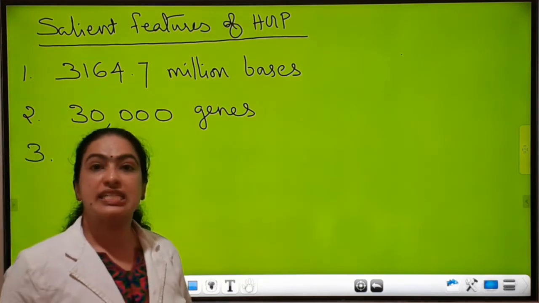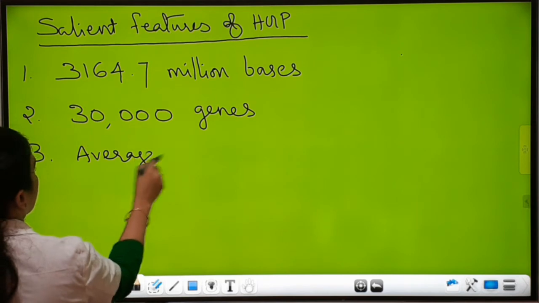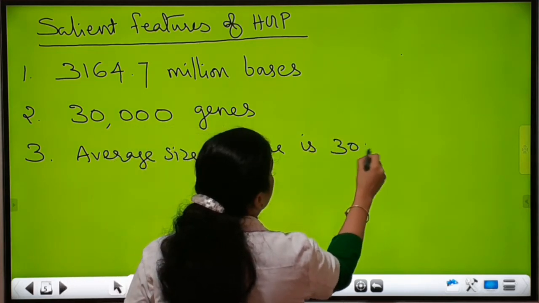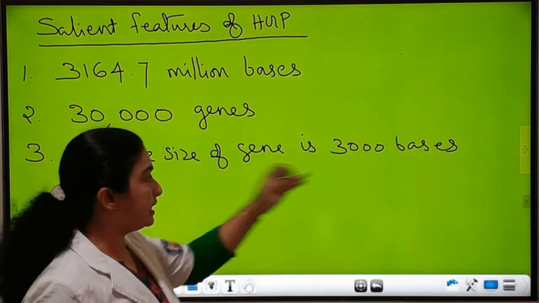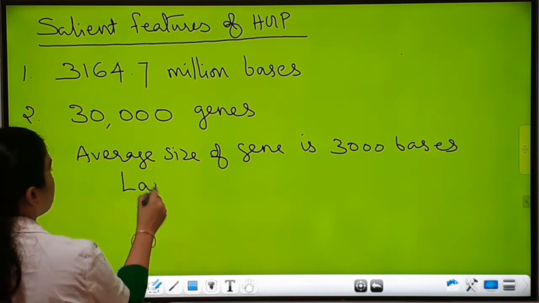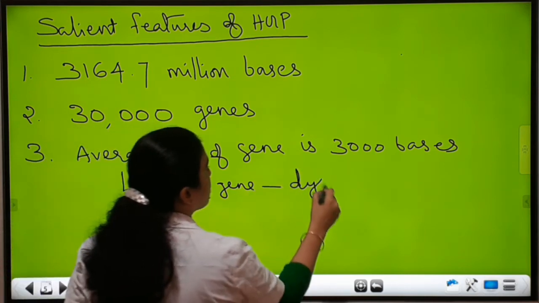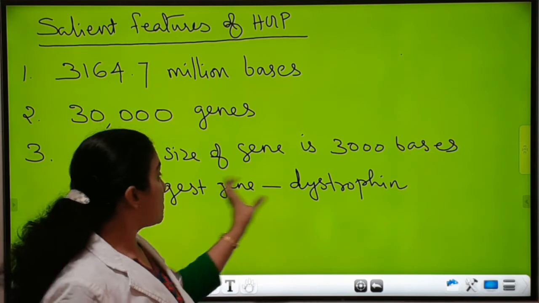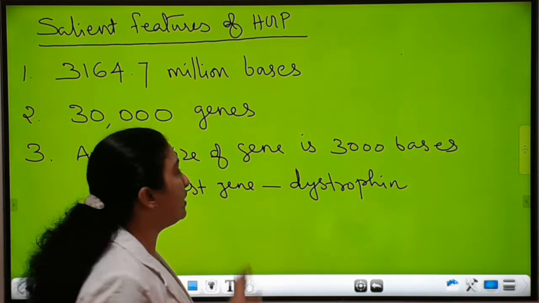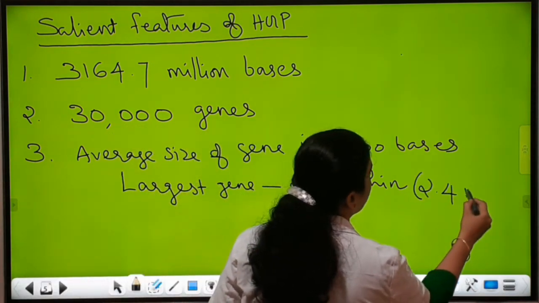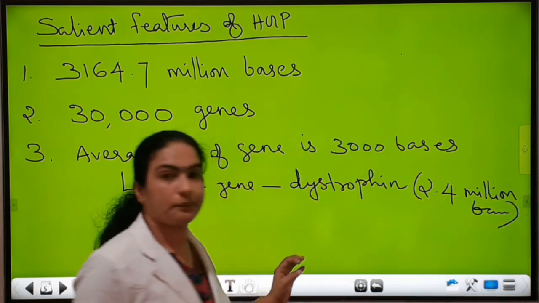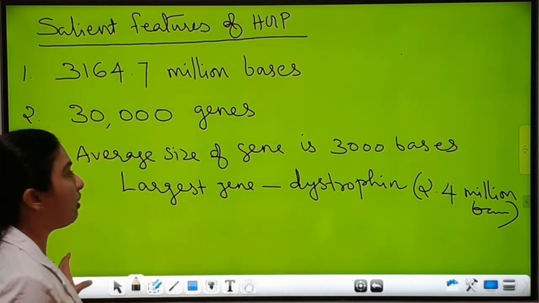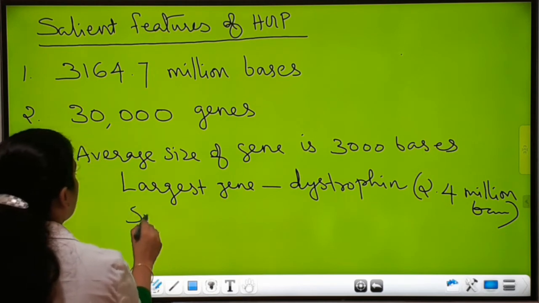The next point is the average size of a gene. We can say the size of an average gene is only 3,000 bases, not base pairs, bases. While the largest gene, which is the largest gene? The largest gene is dystrophin. In the last chapter, you learned about myotonic dystrophy. The mutation in this dystrophin gene causes that disease. So the largest gene is dystrophin, and that consists of 2.4 million bases. The average size of a gene is about 3,000 bases only, but the largest gene consists of 2.4 million bases. And which is the smallest gene?